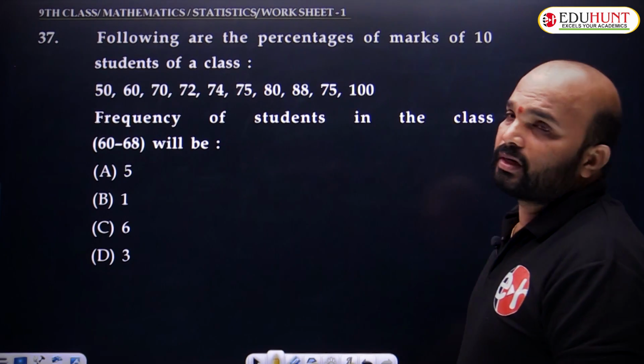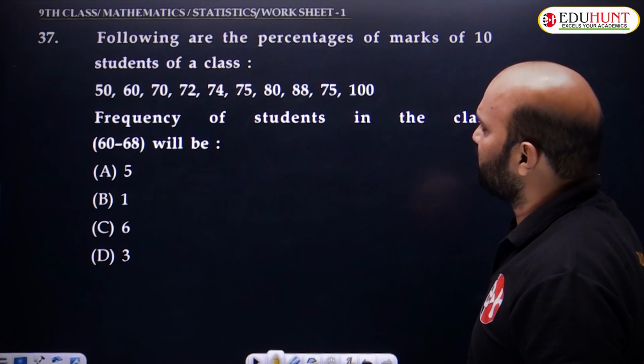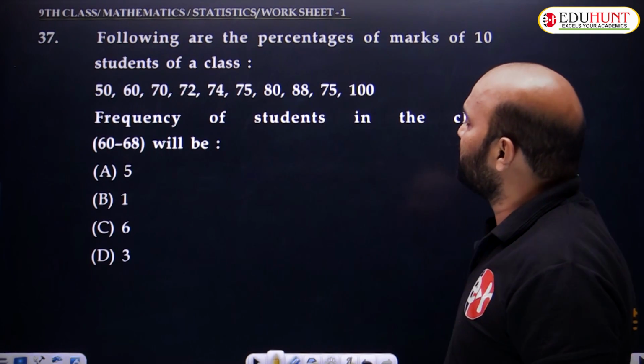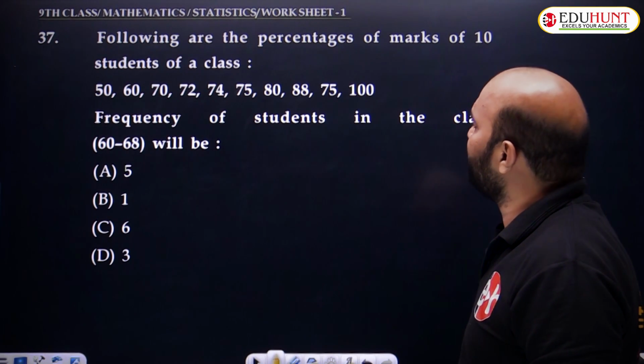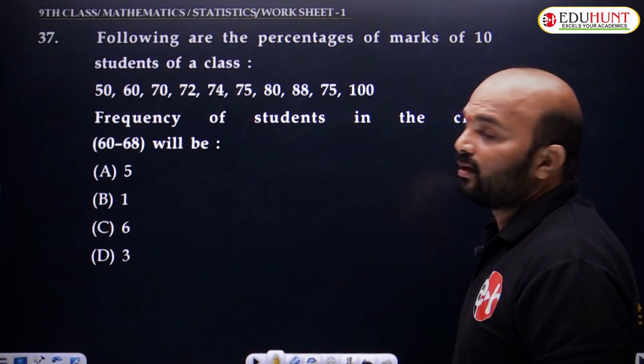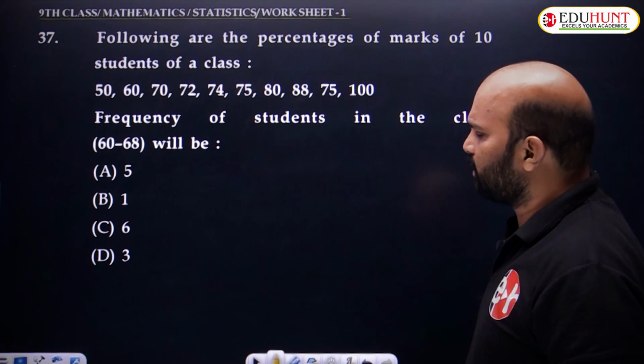Okay, let's go to question number 37. Following are the percentages of marks of 10 students of a class. That is 50, 60, 70, 72, 74, 75, 80, 88, 75, 100. The frequency of the students in the class from 60 to 68 will be: option A 5, option B 1, option C 6, option D 3.